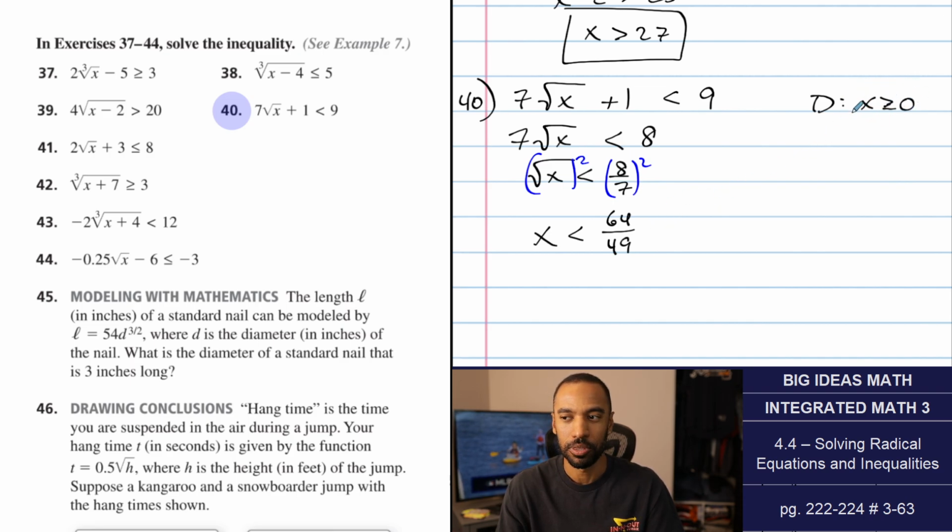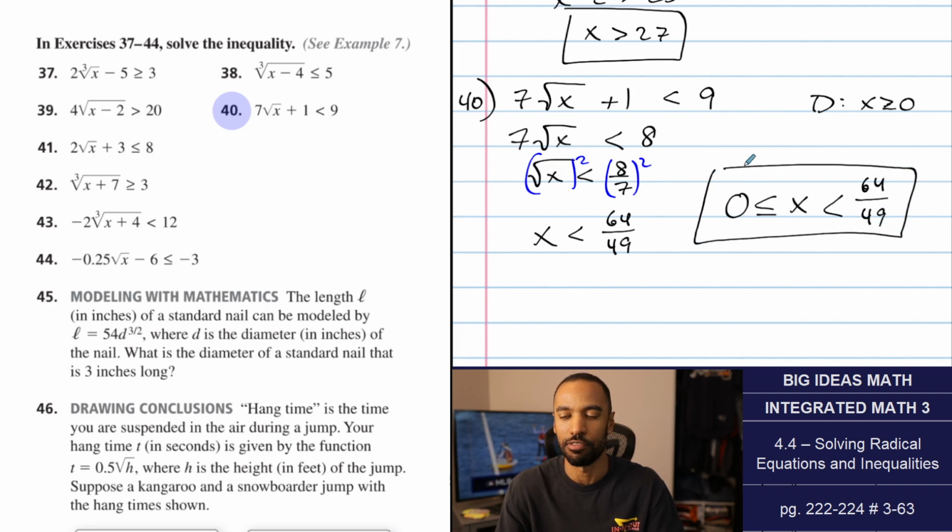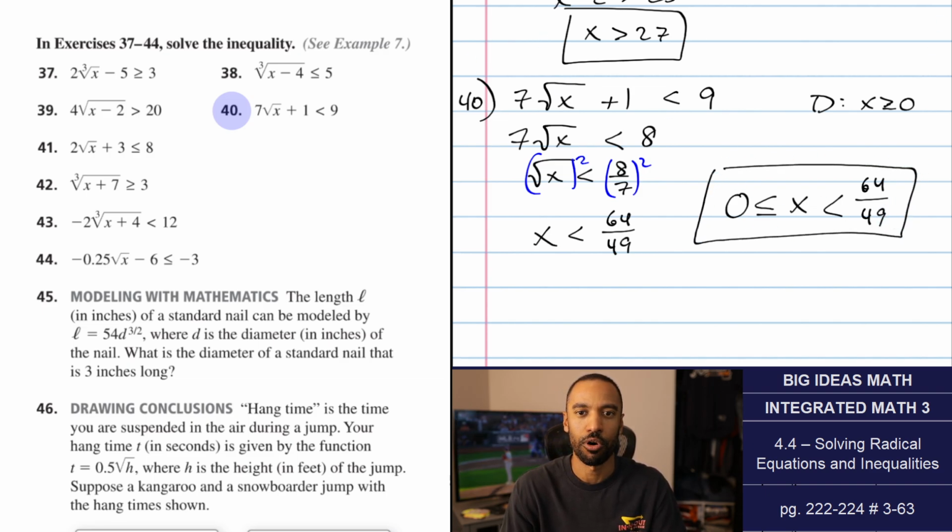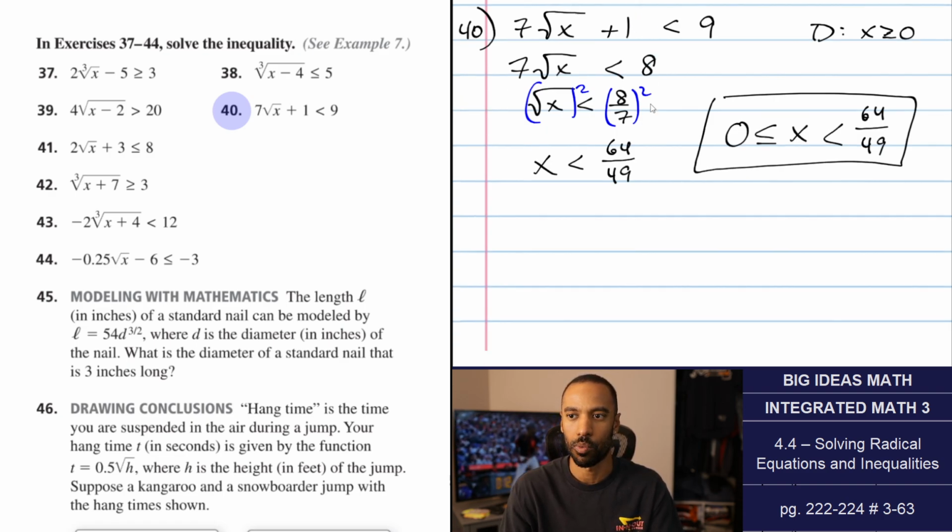So now we have to put these restrictions together. X has to be between 0 and that number here. It can be 0. It can't be 64 over 49. And there's our full restriction set as a compound inequality. Okay, now we're restricted as a compound inequality between two things. And those are ones where the domain must be applied. All right, number 41.